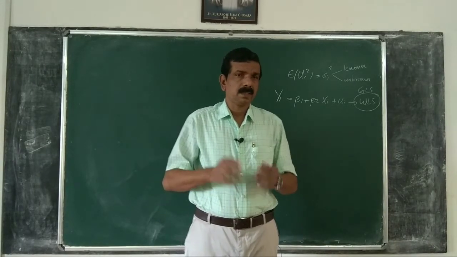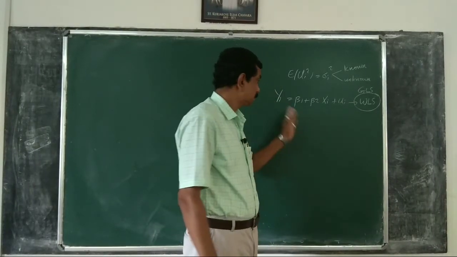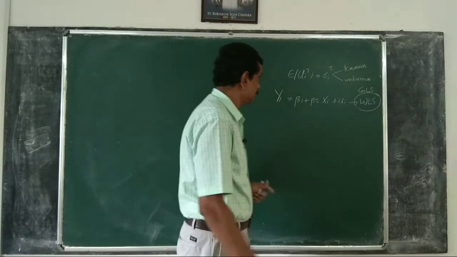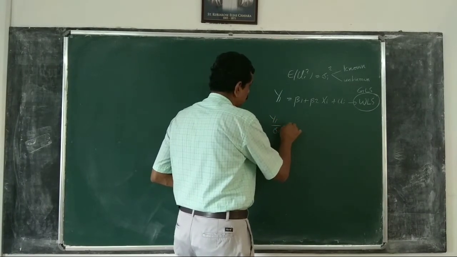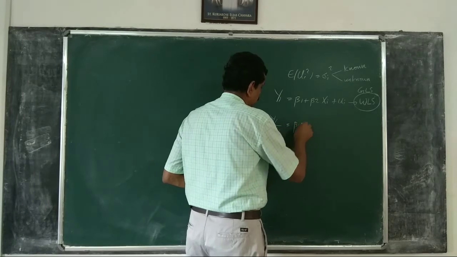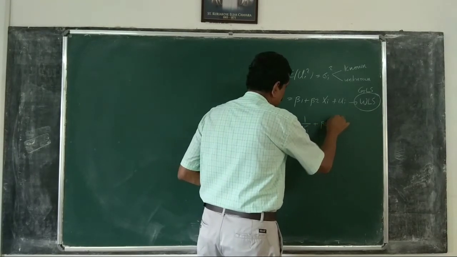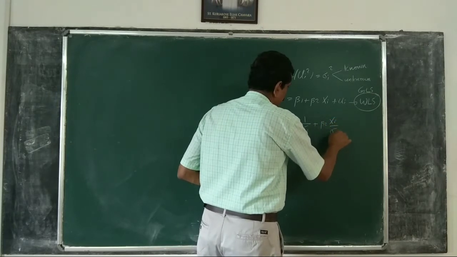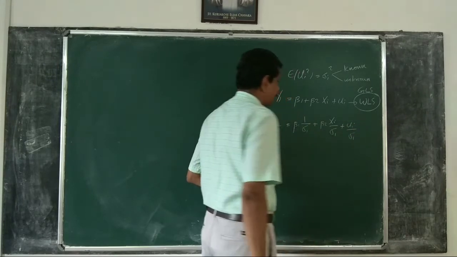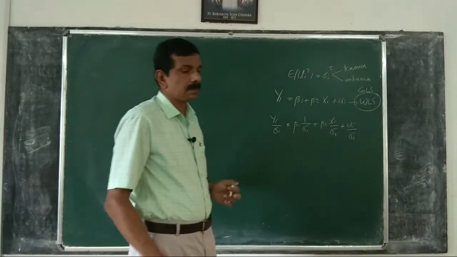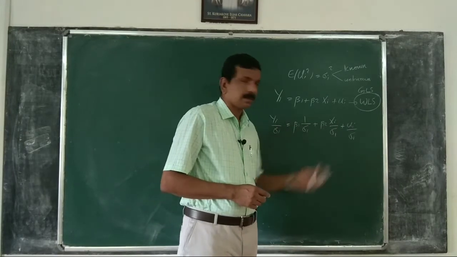Now, if sigma square i is known, the solution to heteroskedasticity is to divide the model throughout by sigma i. Yi by sigma i is equal to beta 1 into 1 by sigma i plus beta 2 xi by sigma i plus ui by sigma i. Divided throughout by sigma i. Now, this is the new model.